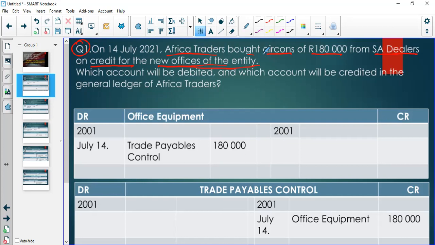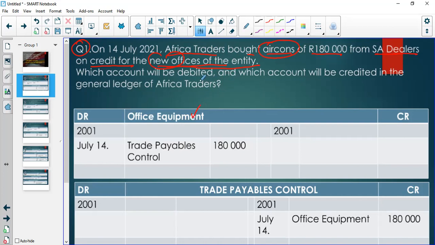The reason why you buy something is important, because if you buy for use, then it's going to be furniture, equipment or vehicles. But if you buy it for resale, then it's going to be inventory. So we need to know for what reason something was bought. We see that they bought it for their new offices, so they want to use those aircons. So this is a non-current asset, and let's say that's office equipment.